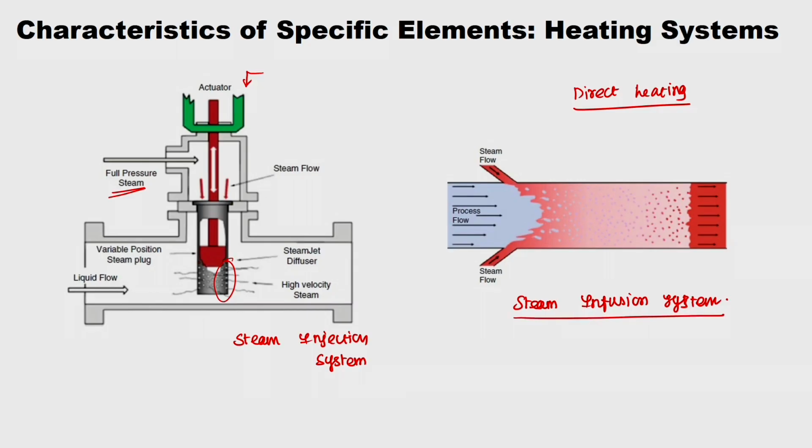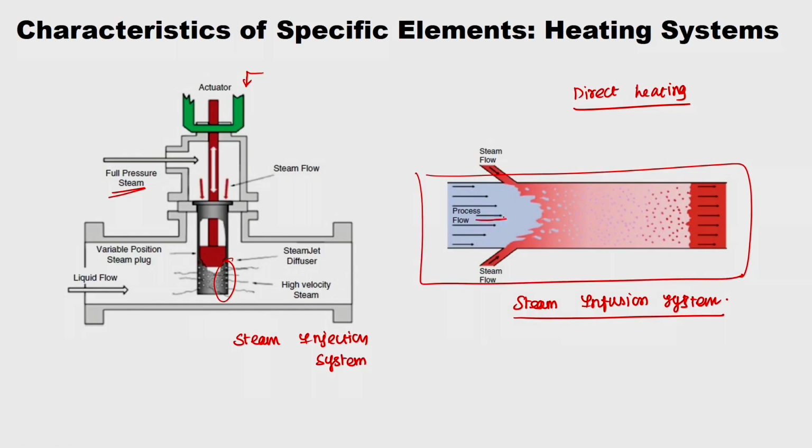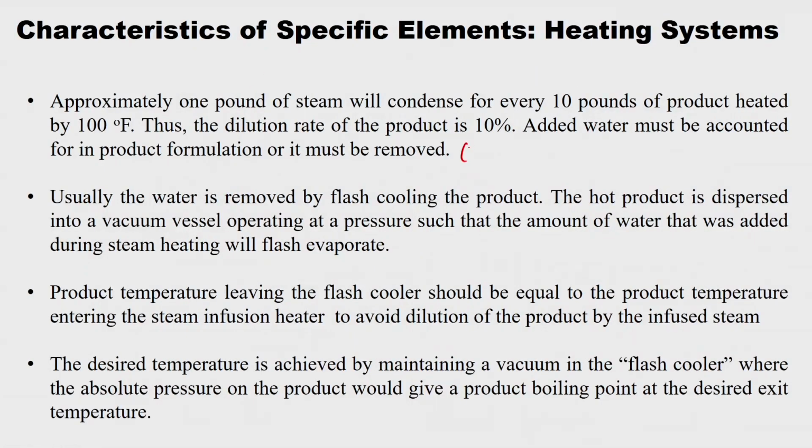And there is another system which is steam infusion system. So normally in the pipe your steam is there. So your process flow, that is nothing but your product, is infused into the steam flow. This is the steam flow. So this is entering into the normal pipe. So here you are introducing your product. So this is infused into the steam. So this is a thumb rule. It is not a proper regulation or something.